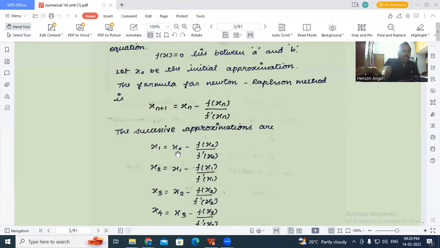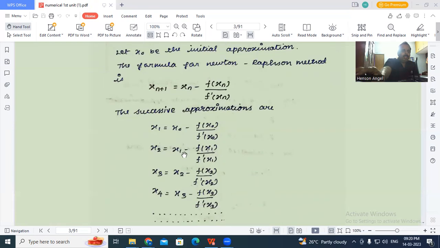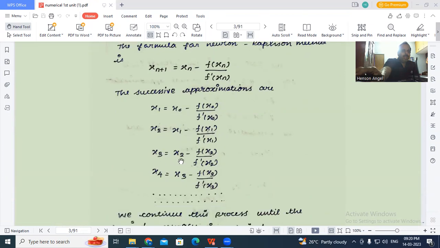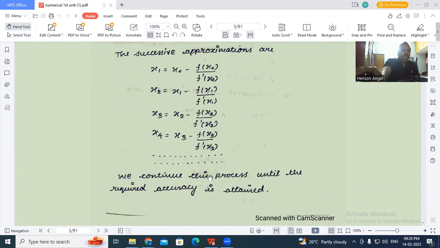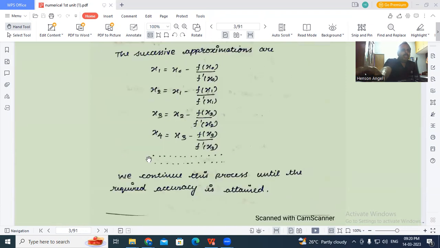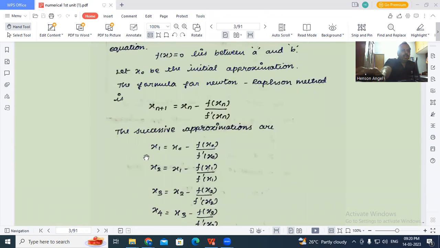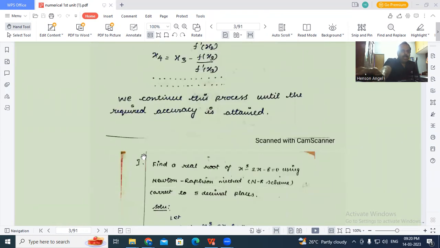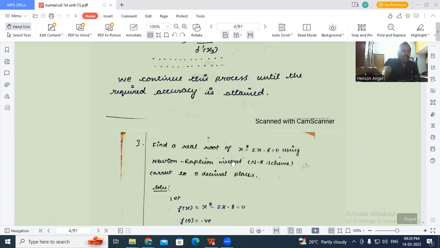x1 equal to x naught minus f of x naught by f dash of x naught. x2 equal to x1 minus f of x1 by f dash of x1. x3 equal to x2 minus f of x2 by f dash of x2. x4 equal to x3 minus f of x3 by f dash of x3. We continue this process until the required accuracy is attained. So using this procedure, now we are going to solve the equation using Newton-Raphson method.